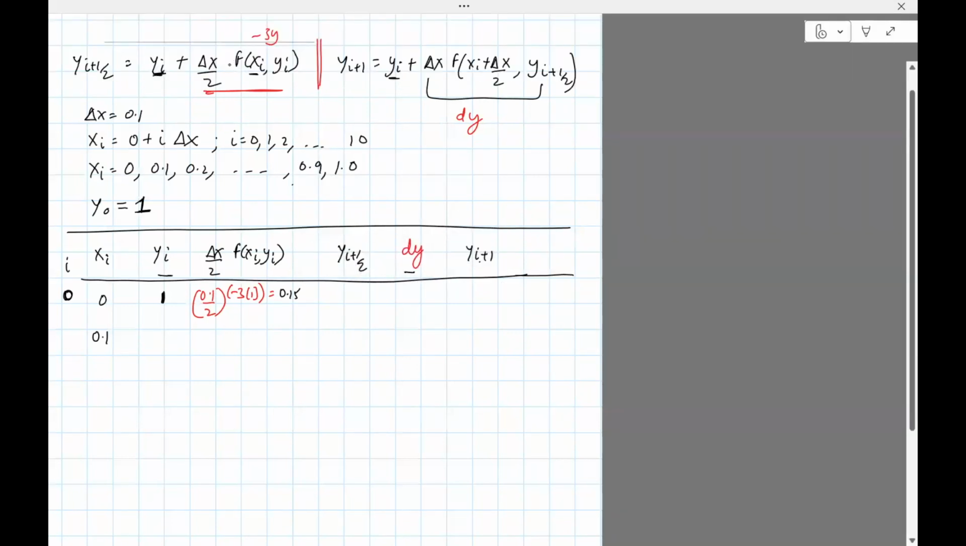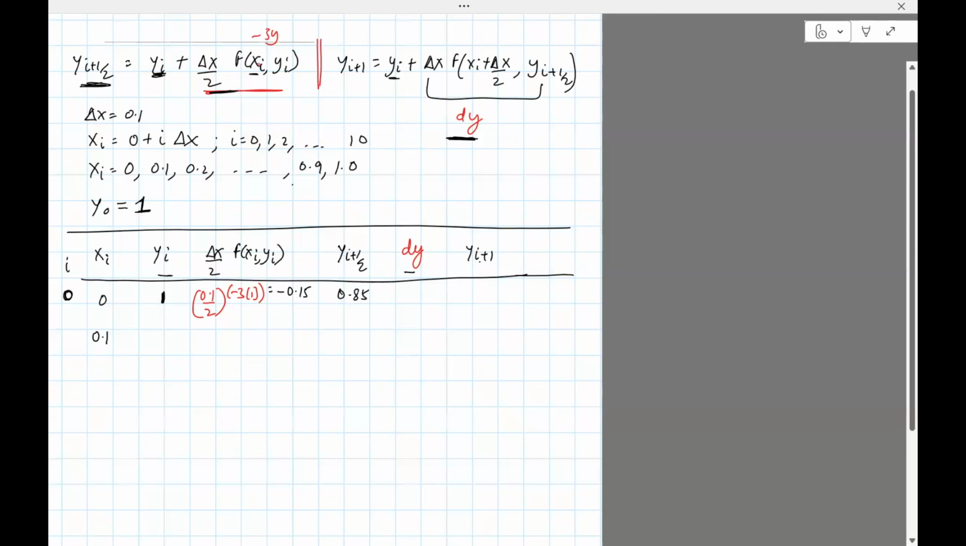Then we need to sum yi with this. So 1, and this should be a minus sign here, minus 0.15. So 1 minus 0.15 is 0.85. That's what we get here. Okay, that takes care of this. Then we need to do this computation. This is a little bit more involved. So sub in the value for xi, which will be 0, delta x is 0.1, and yi plus half you already know. So it's actually not that hard. dy is going to be, because it's just a function of y, it's kind of easy.